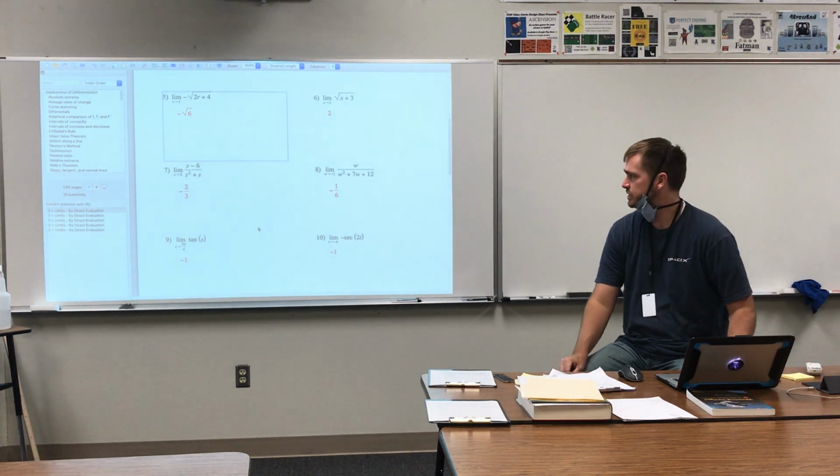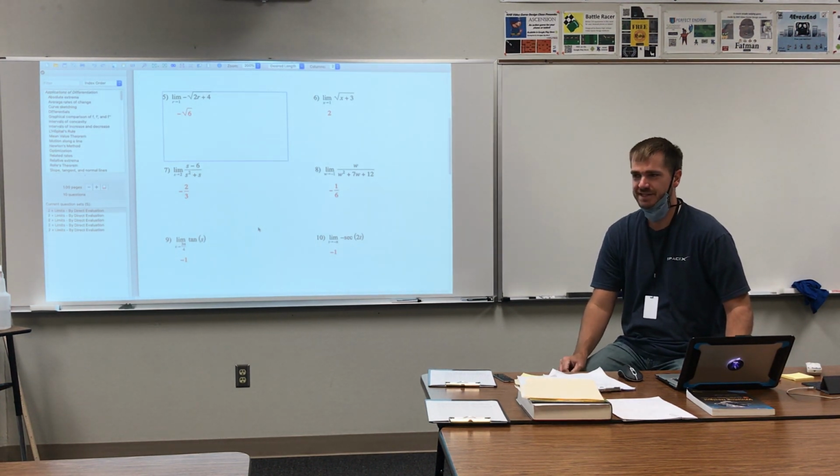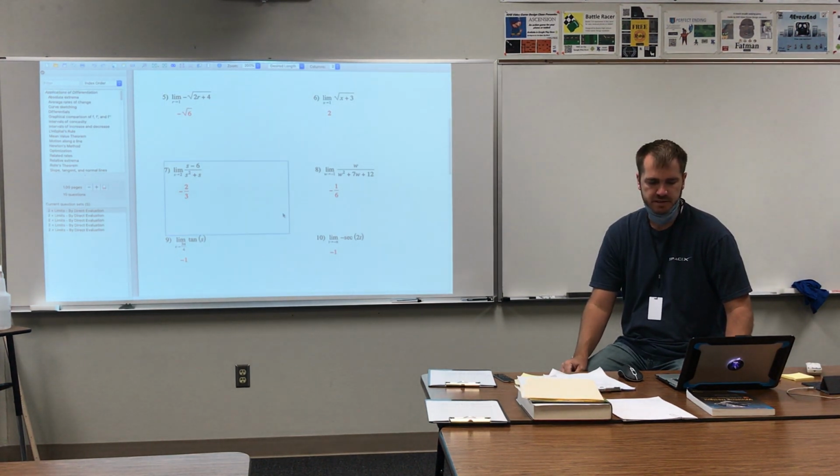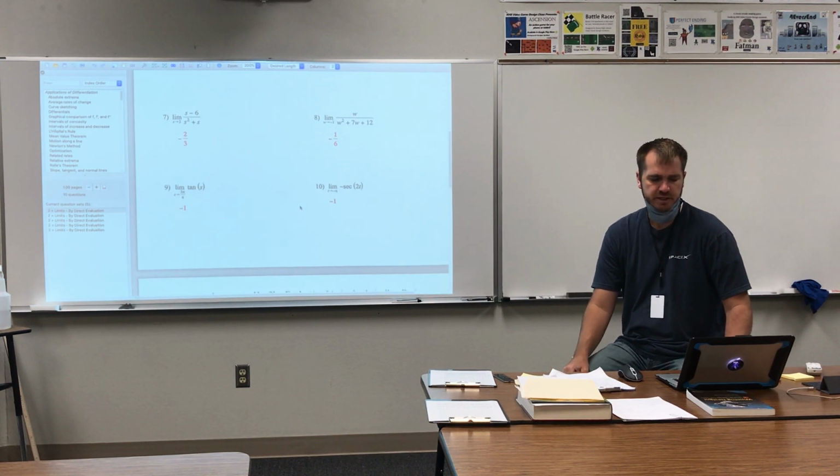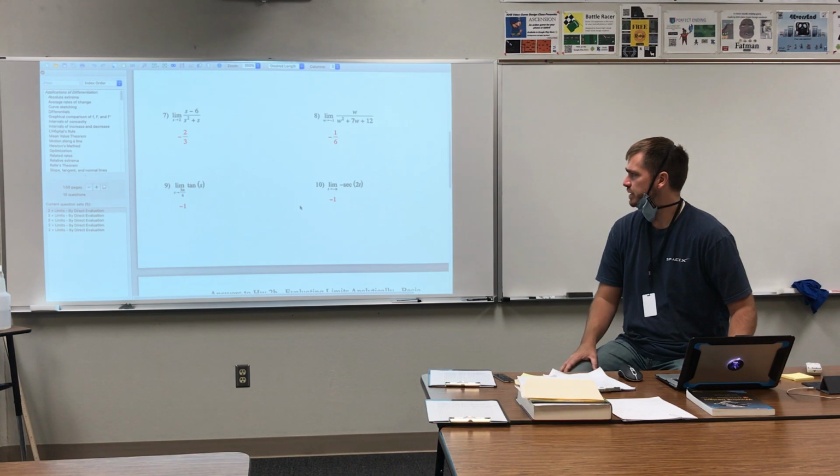7, negative 2 thirds, or the decimal equivalent, negative 0.667. 8, negative 1 sixth. Anybody have the decimal approximation on that? Negative 0.1... 8 something maybe. Number 9, the answer is negative 1, and number 10, the answer is negative 1.